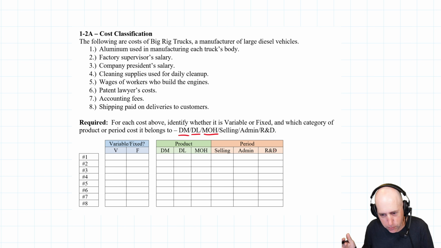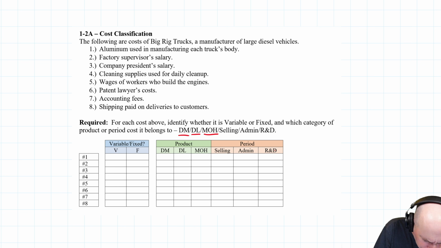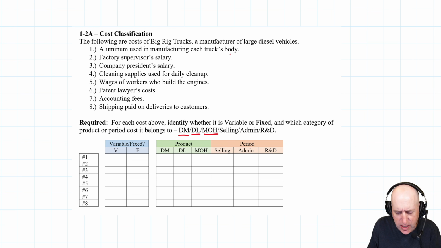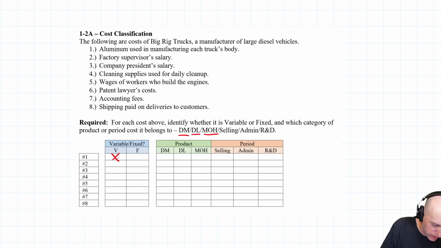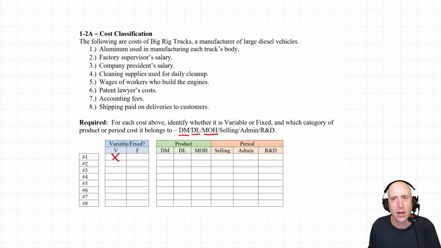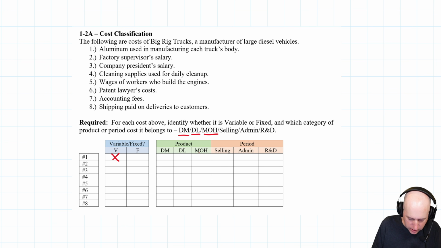Okay, now that was enough preamble. Let's jump into it. Aluminum, used in manufacturing each truck's body. Okay, so aluminum, pretty core part of the truck. If I made 10% more trucks, if I made 100 more trucks, am I going to use more aluminum? The answer is yes, absolutely. And if I make 100 fewer trucks, I'll use less aluminum. This is variable, right? It varies with the amount of trucks I make. Is this a product cost? Is aluminum going into the truck? Yes. Is it material, labor, or overhead? This is a material.